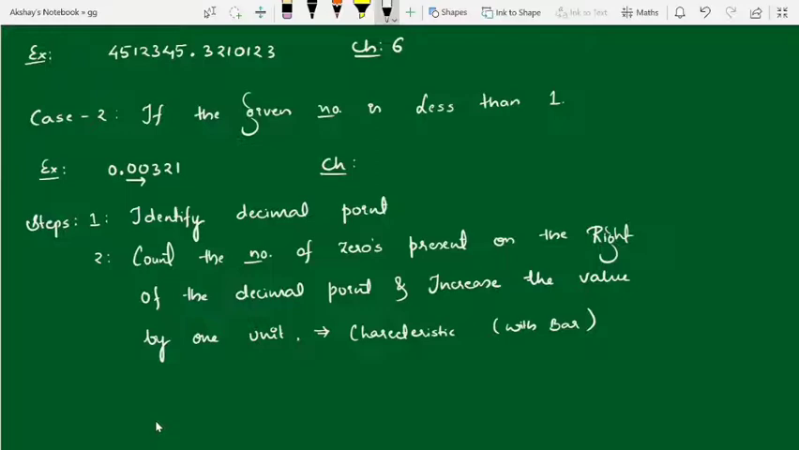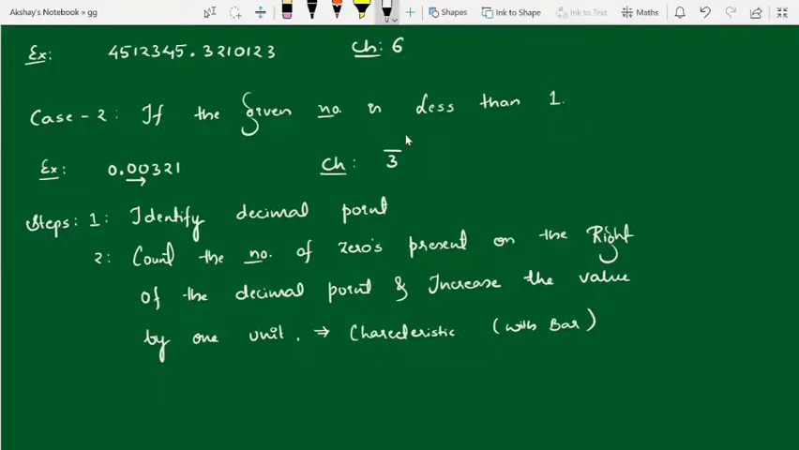Okay, let me discuss this example. So 0.00321, identify the decimal point. Here is the decimal point, right? Next, count the number of zeros present on the right of the decimal point. How many zeros we have? 2 zeros we have. And increase the value by 1 unit. So 2 plus 1, 3. Increase the value by 1, which gives a characteristic with bar sign. Bar sign means here you have to put one bar. So the characteristic of 0.00321 is nothing but 3 bar.